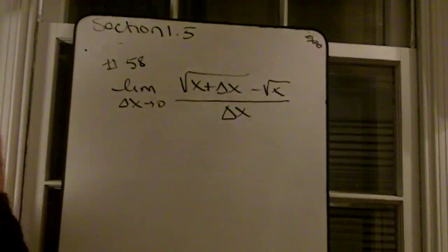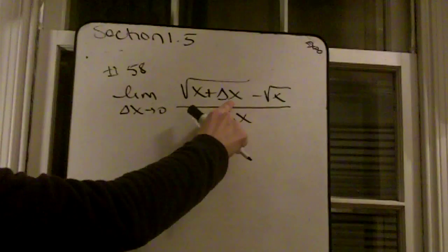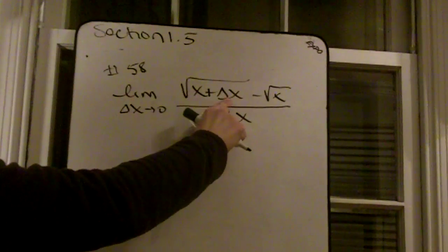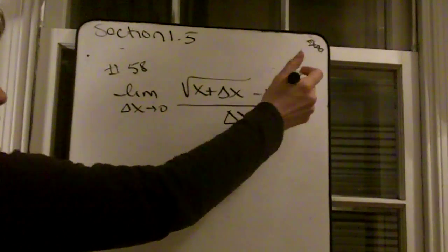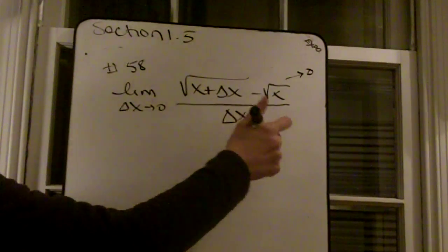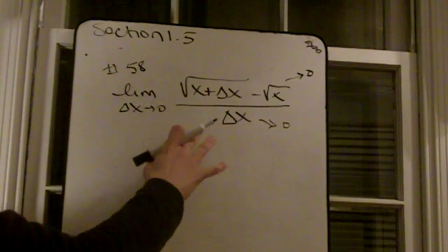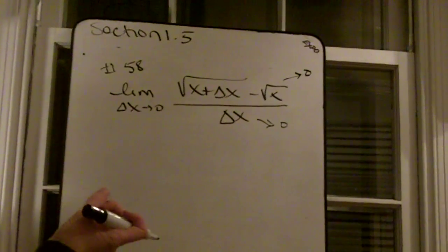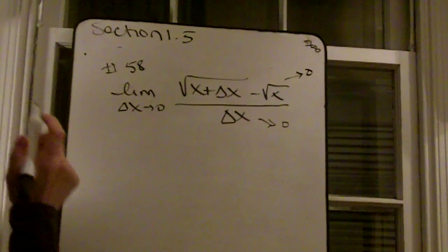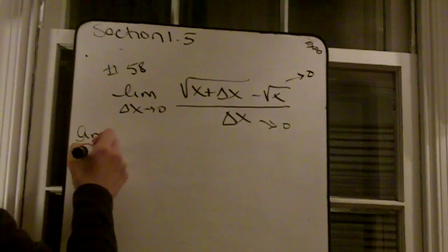If you try direct substitution, which should always be your first inclination, when you plug 0 in, the numerator becomes square root of x minus square root of x, which goes to 0. And your denominator, if you plug 0 in, also goes to 0. So once again, whenever that's the case, you need to do a little bit of algebra to simplify. And the algebra in this case is what we did at the very end of class today.